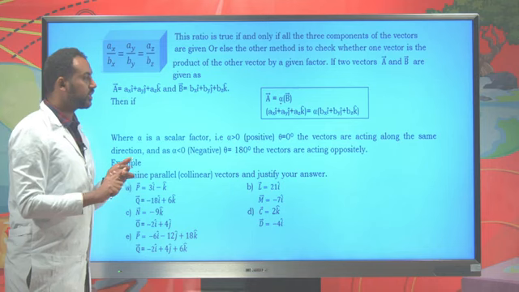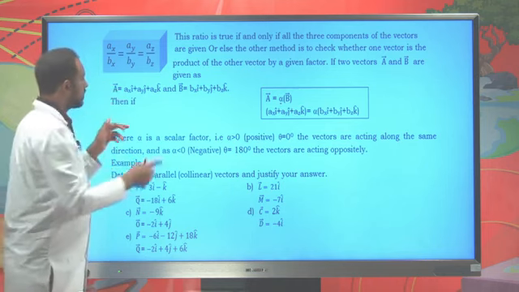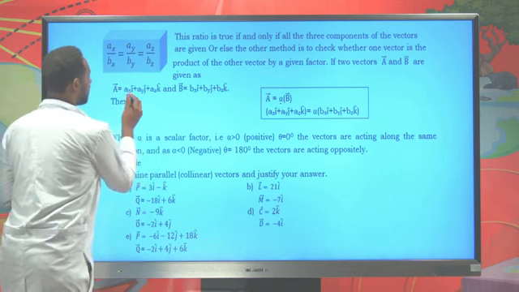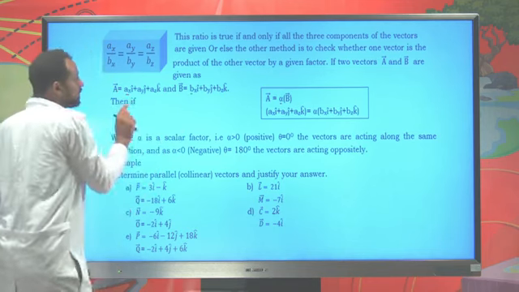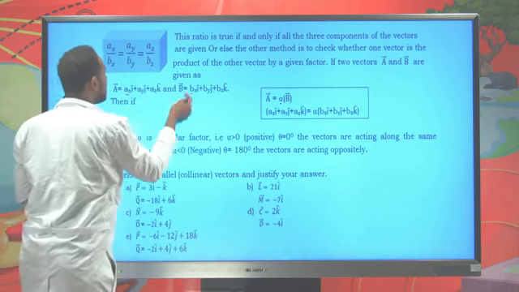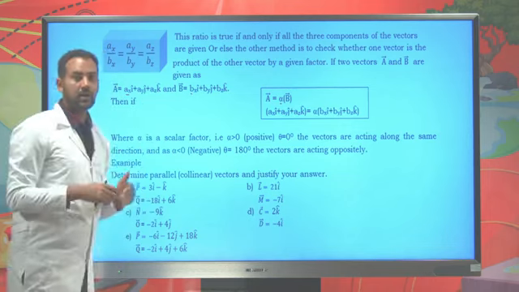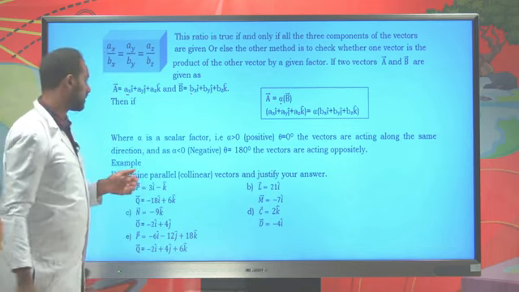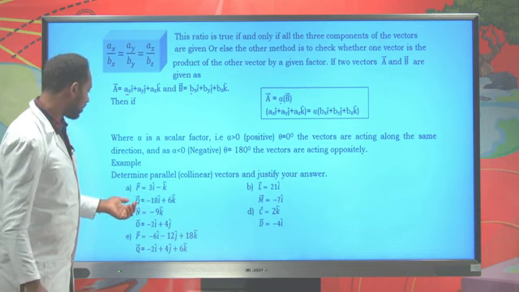And the other technique is to check the ratio of each component. Here you have the two vectors. It's possible to use ax over bx, the ratio of the x components. If it is equal to ay over by, and equal to az over bz, then it's possible to say that the two vectors are parallel vectors. So it's possible to check whether these two vectors are parallel or not.